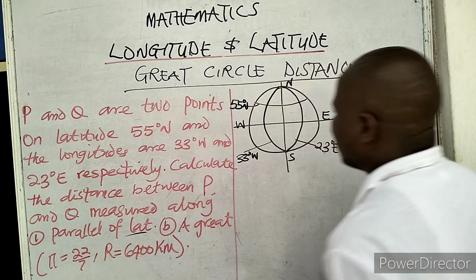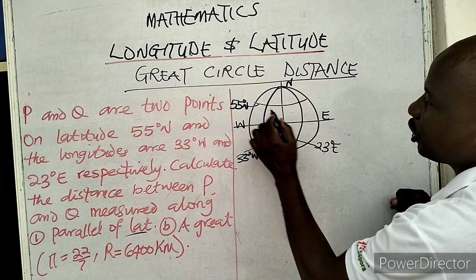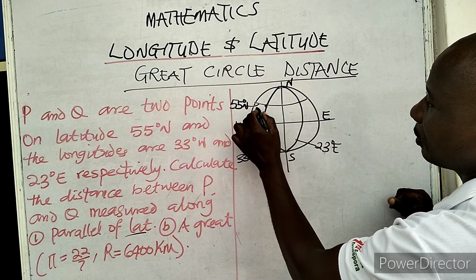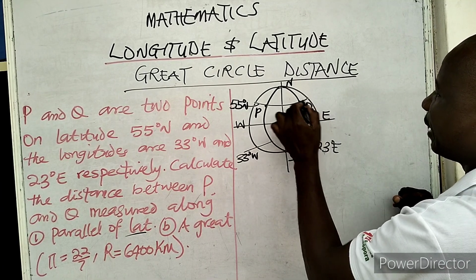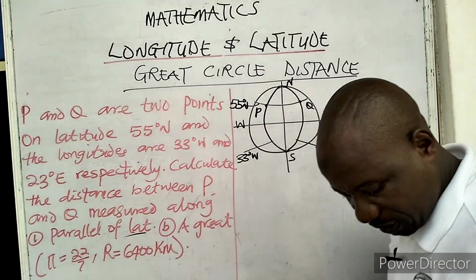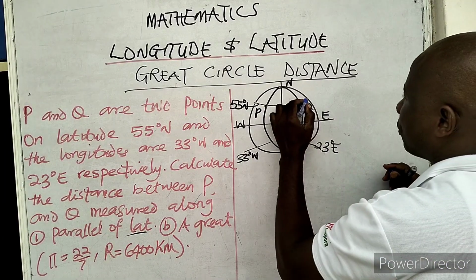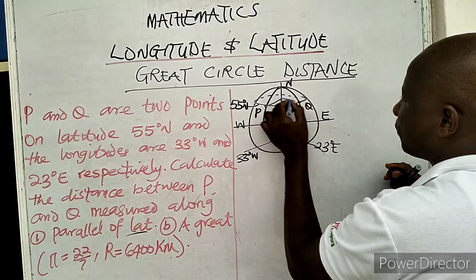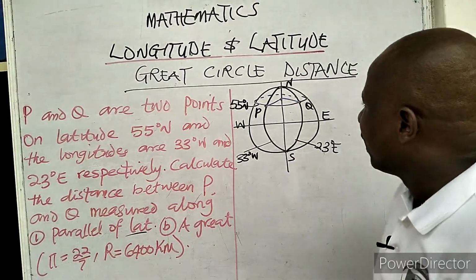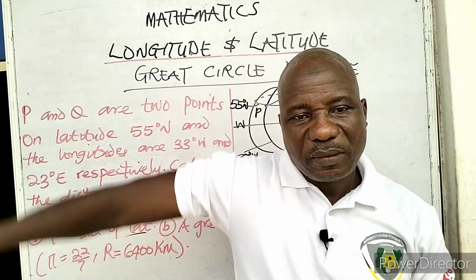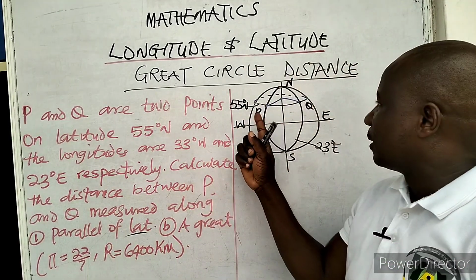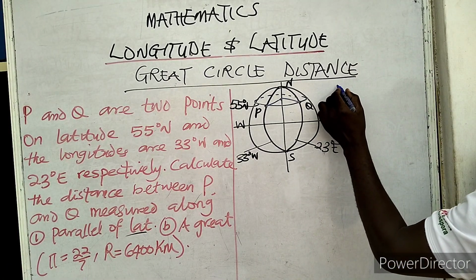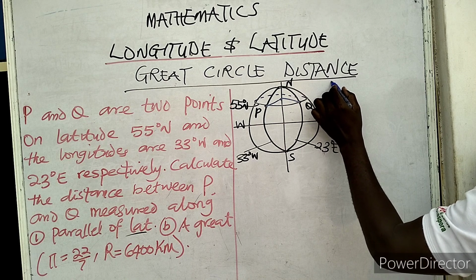So this one is our P. And of course, this one is our Q, because they say respectively. Now, we have a complete circle here. I want to complete the circle. So where is the center? This is the center. Actually, they are having different longitudes. This one is 33 and this one is 23. So I will say my theta, that is the longitudinal angle.